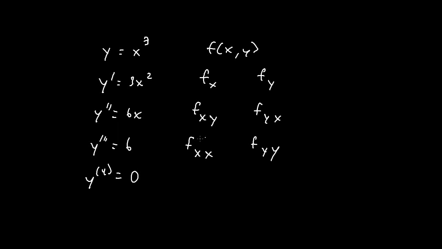So if we look at f sub x x, this tells us that the first partial derivative we're going to take is going to be with respect to x, and the second one is also going to be with respect to x. For f sub x y, the first one is going to be x, and then the next partial derivative we take is going to be with respect to y. And then the same thing works for the other two.